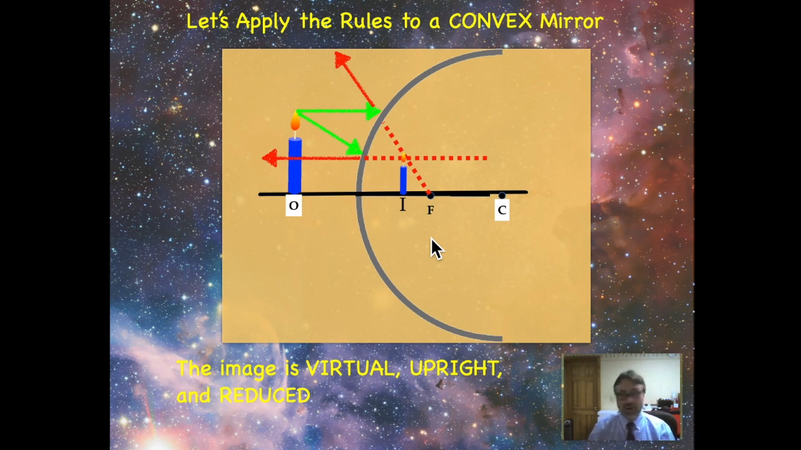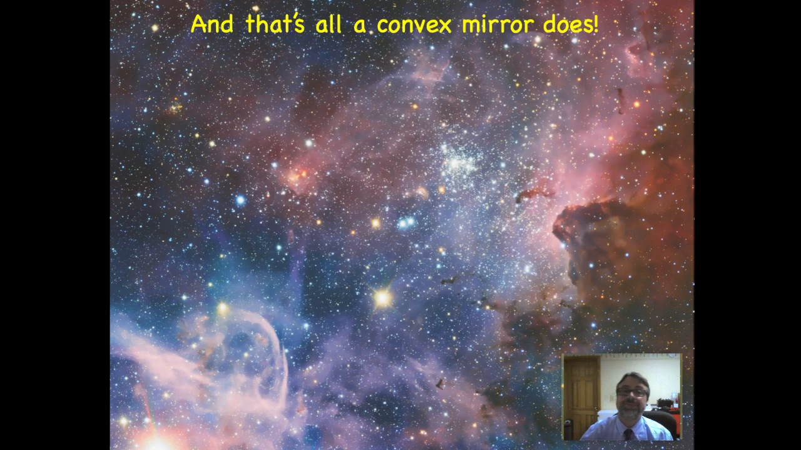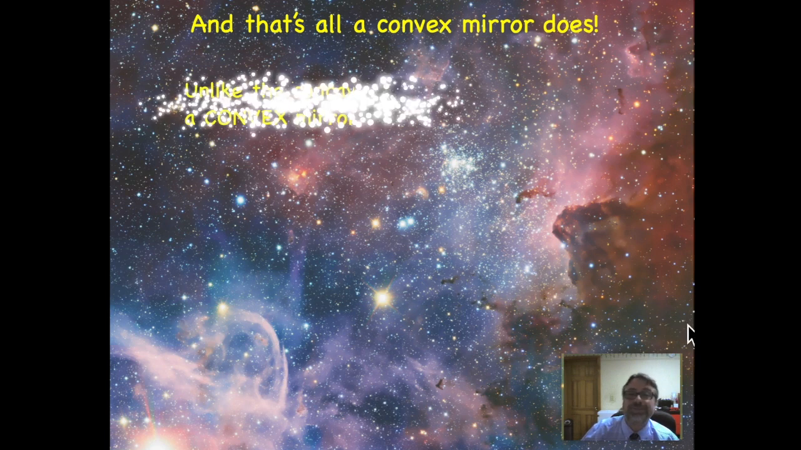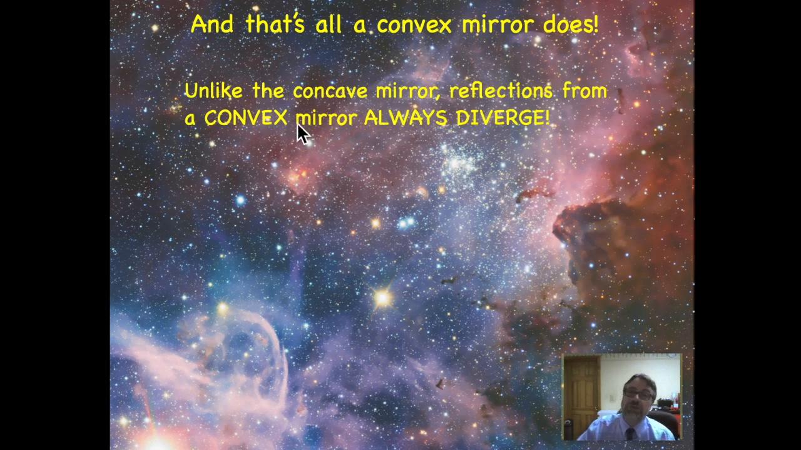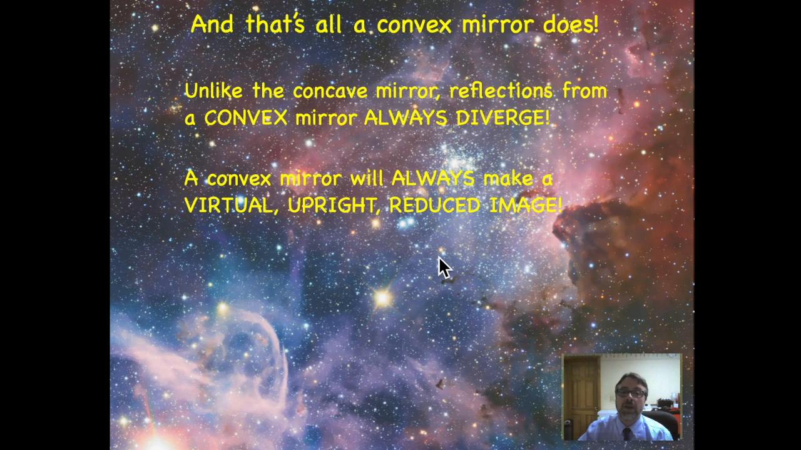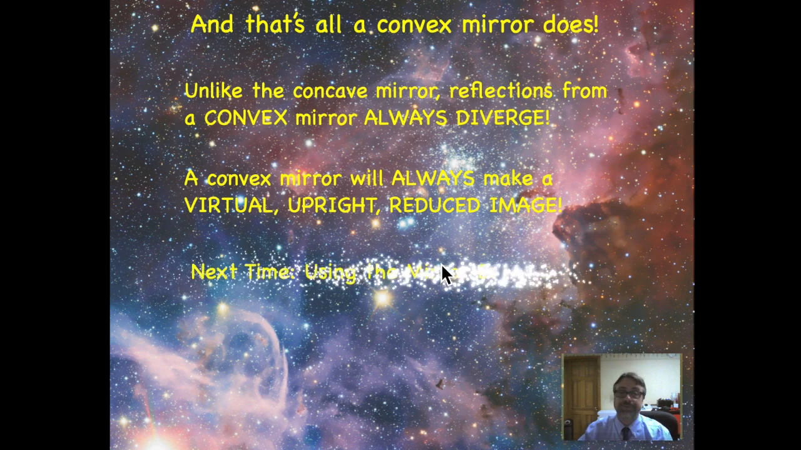Now, this diagram might seem a little bit more complicated than a concave mirror, but the good news is, unlike a concave mirror, a convex mirror can only do one thing. It will only make a virtual image, and that virtual image will always be smaller than the original object. Always. It's a one-trick pony. So once you know how this diagram works, there's no other way for the diagram to look. So that's all a convex mirror does. Unlike the concave mirror, reflections from a convex mirror will always diverge, so they will always make a virtual image. And it will always be smaller than the original object.